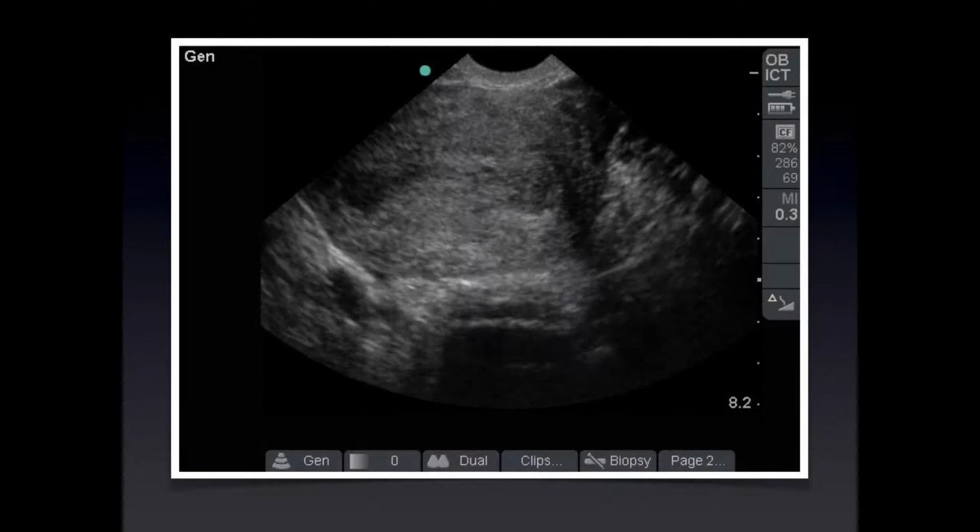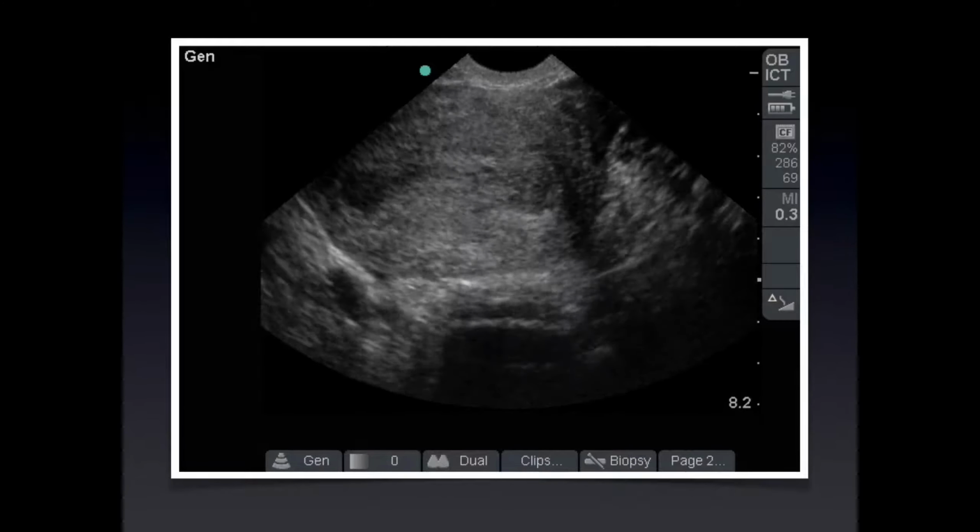Same thing in coronal plane. Here's the uterus. Here's the endometrium. We don't see any free pelvic fluid. There does appear to be a small fluid-filled structure in this left horn of the uterus. Right here. Is that a gestational sac? Well, it does not contain a yolk sac, so we cannot call it a gestational sac yet.